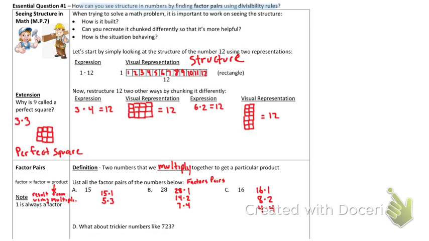In example D, I want you to just think about this and see if you can challenge yourself to find all the factor pairs of the number 723. It's a little bit trickier because there's going to be more factor pairs because the number is just larger. Okay? So think of this as a challenge problem. See if you can come up with all the factors.